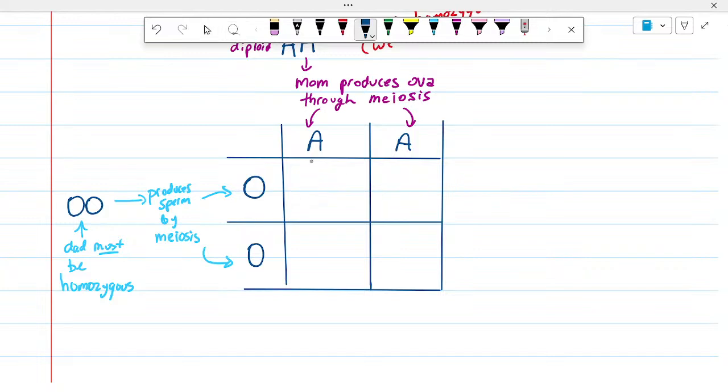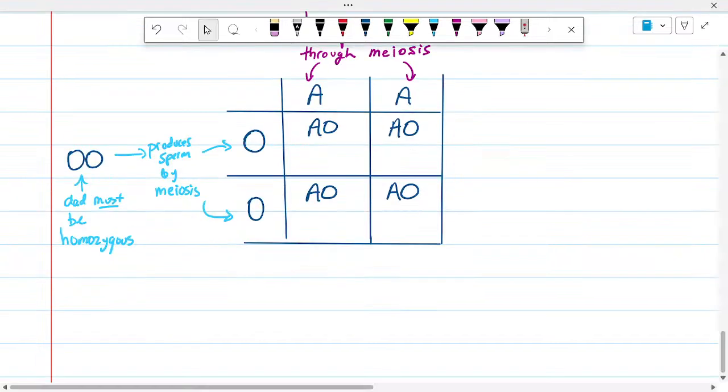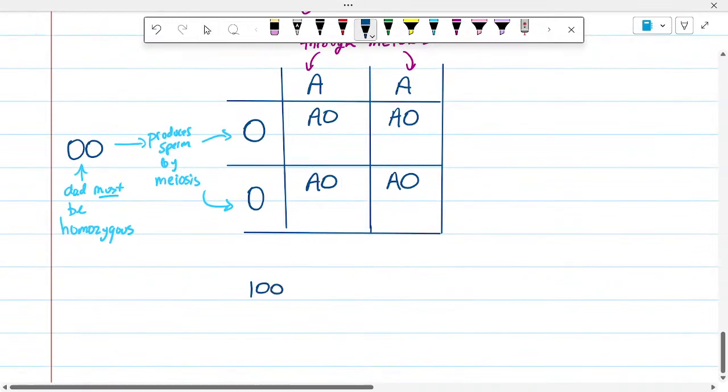And so what genotype do we get here? AO. What about here? What about here? Interesting. So, if your parents are both homozygous for different traits, all of you and your siblings will be heterozygous. Just has to be, right? Does that make sense? So in this case, 100% of the F1 generation is AO, right? And what's the phenotype associated with that?